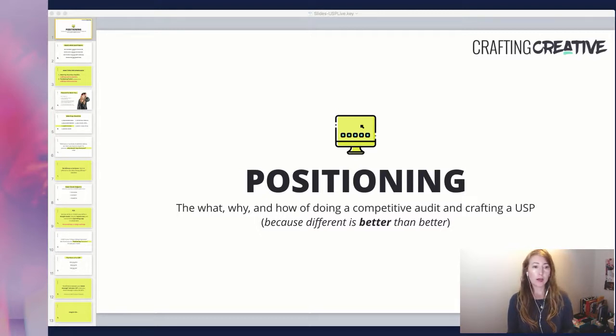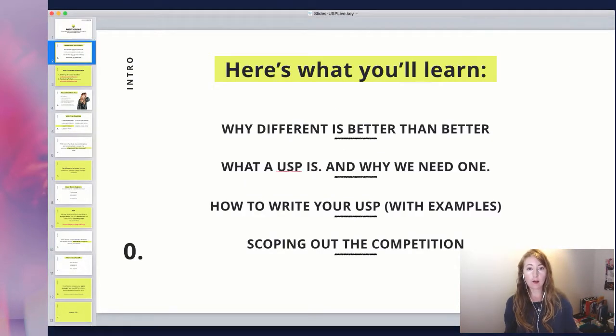And today we're covering positioning, or how to define your competitive edge, and USP. So today we are going to cover why different is better than better, what a USP is and why you need one, how to write your USP with specific examples, and then how to scope out the competition.